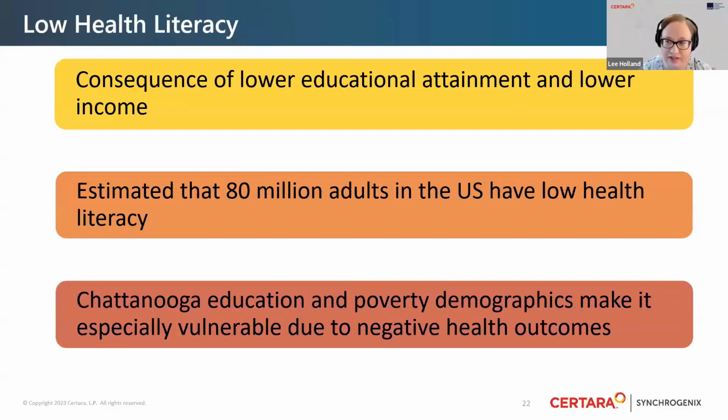Now, low health literacy is a result of lower educational attainment and lower socioeconomic levels. It's currently estimated that 80 million adults in the United States have low health literacy. So this is not something that is unique to Chattanooga. However, Chattanooga's education and poverty demographics make it especially vulnerable to negative health outcomes.